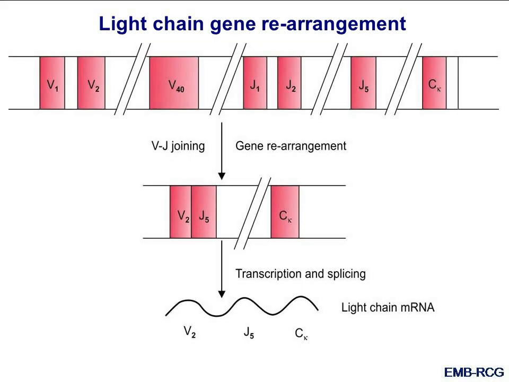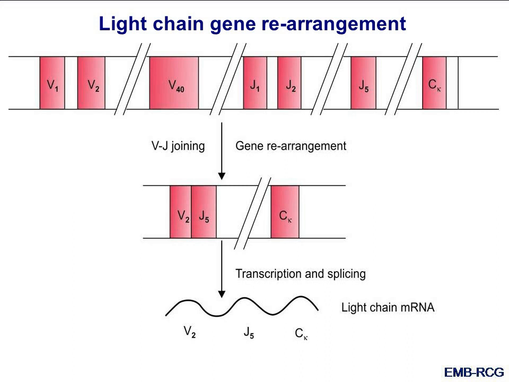We see an example of light chain gene rearrangement here. It is for the kappa type of light chain. There are 3 different gene clusters. This is the V cluster having genes starting from V1 ending with V40. Then there is this second cluster, the J cluster, starting with J1 and ending with J5, and then the third cluster is the C cluster, in which actually there is only one gene.